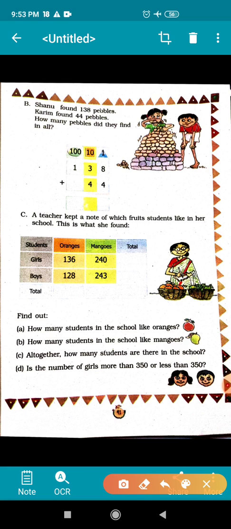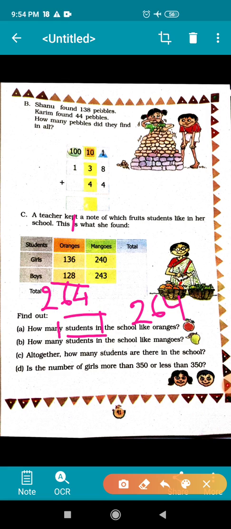How many students in the school like oranges? Here 136 girls like oranges and 128 boys like oranges. So what will you do? You will add to get the number of students. So 6 and 8, 14, 4, carry over 1, 3 and 2, 5 and 1, 6, and 1, 1, 2. So how many students in the school like oranges? 264. Okay. Now how many students in the school like mangoes? What will you do? You will add these two numbers. So do it by yourself.